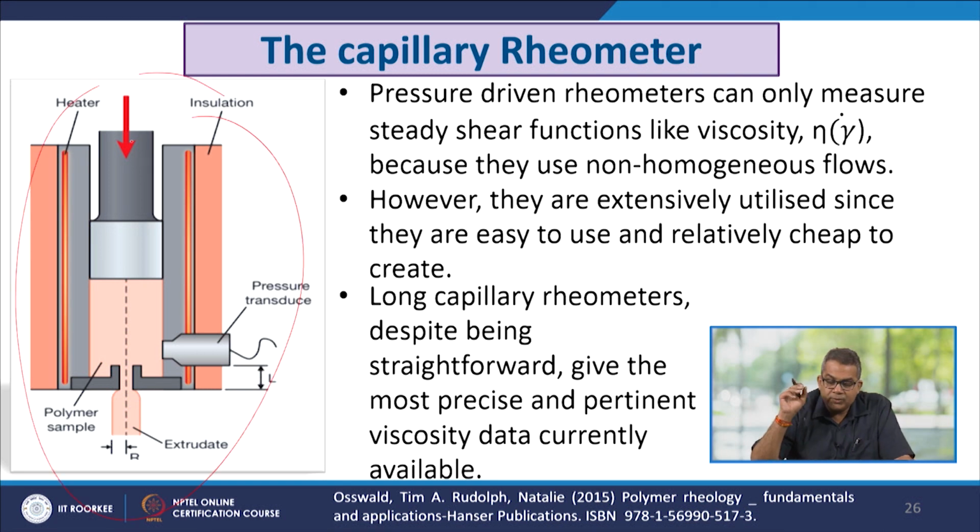Now, the pressure driven rheometers can only measure the steady shear function like viscosity because they use non-homogeneous flows. However, they are extensively utilized since they are easy to use and relatively cheap to create. Now, long capillary rheometers, despite being straightforward, give the most precise and pertinent viscosity data which is currently available. Now, here you see the anatomy of the capillary rheometer. There is a heater in this well insulated barrel. These are the pressure transducers, and the polymer sample is extruded.